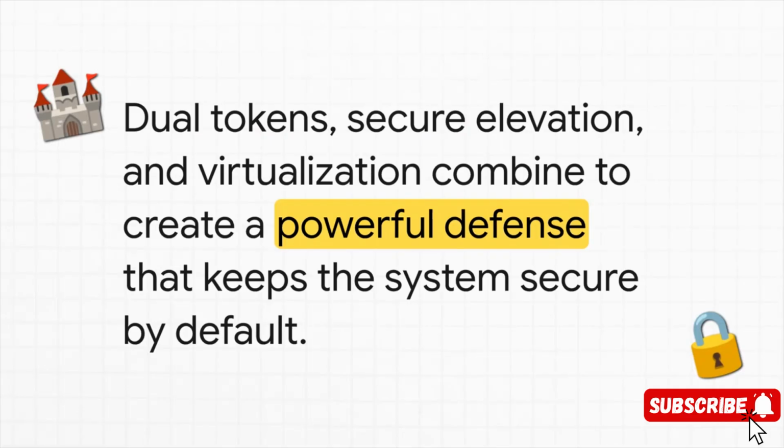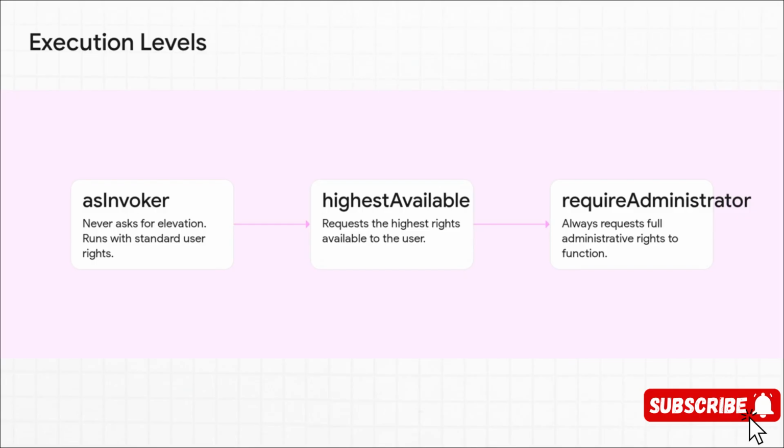So when you put it all together, you've got the dual token system, that secure elevation process, plus the virtualization for older apps. You start to see that UAC isn't just one thing. It's a whole multi-layered defense strategy, all designed to let us get our work done while keeping the system locked down by default. And just as a final piece of info, it's pretty helpful to know that apps themselves can actually state what kind of power they need.